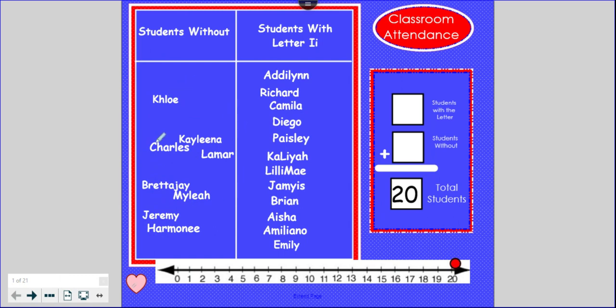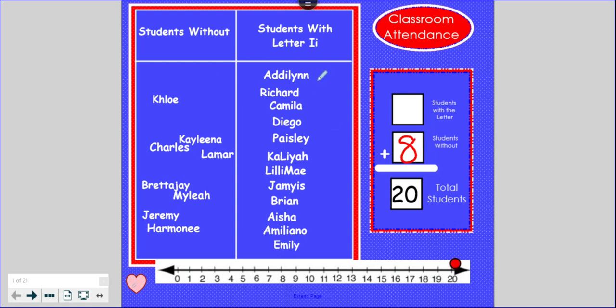1, 2, 3, 4, 5, 6, 7, 8. 8 friends do not have a lowercase I or a capital I in their name. So I'm going to write a number 8 right here. Will you write an 8 in the sky with me? Use your finger. All right, number 8. 8 students do not have an I.